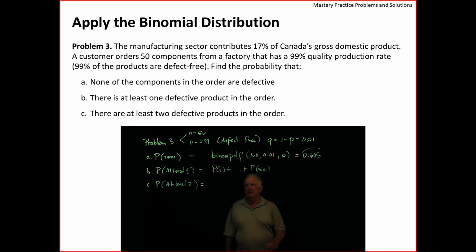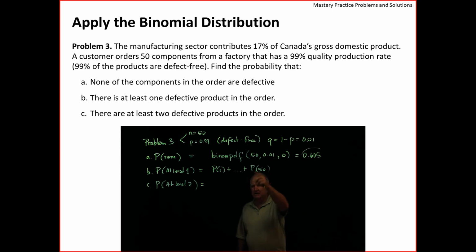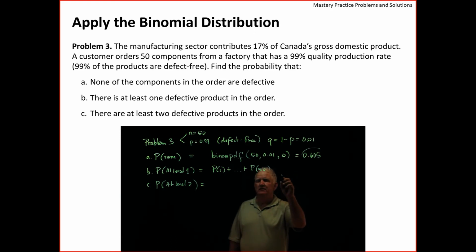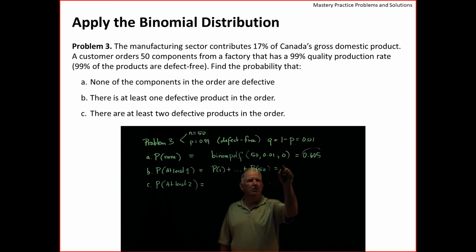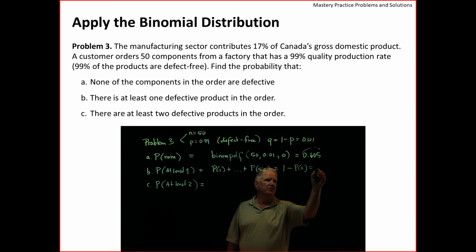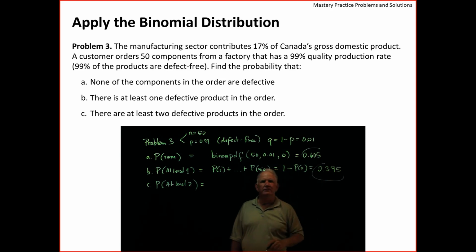But hold on a minute. Every time we see at least 1 in a probability problem, we're trained to go think about what the complement is. Because if I can find the complement easier than I can find at least 1 defect, then I'm just going to subtract the probability of the complement from 1 and have at it. So what is the complement to at least 1? It's none. All right. So this probability is 1 minus P0. There's P0, so this is 0.395.